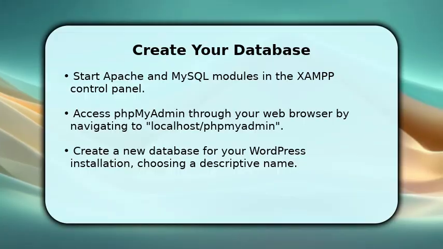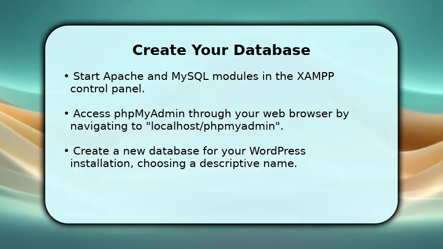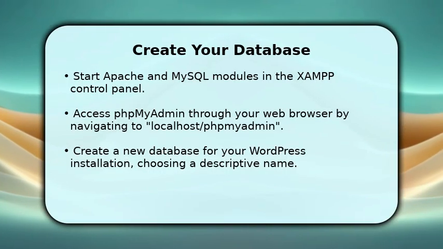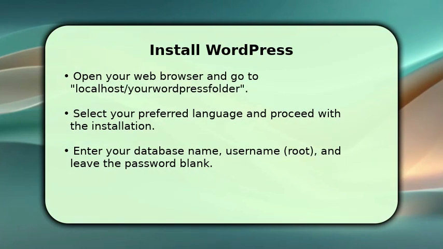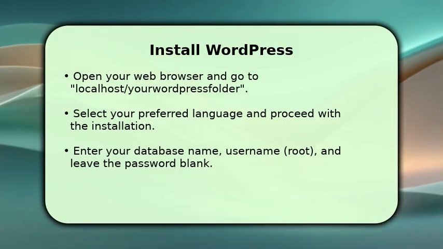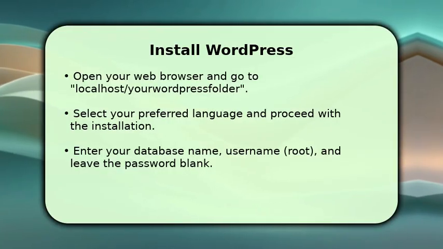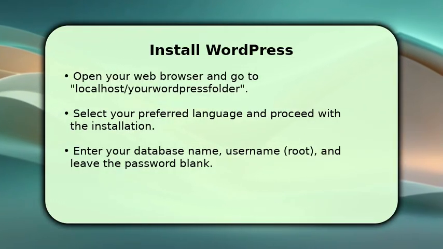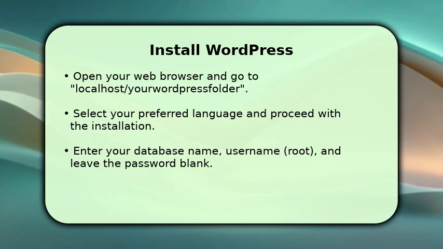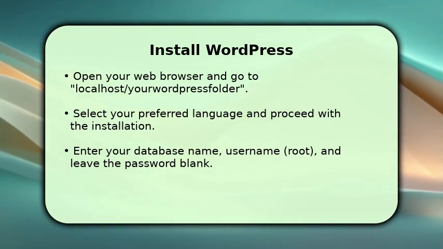Here, you'll create a new database. Simply click New on the left sidebar and give your database a unique, memorable name. With your database ready, it's time to install WordPress. In your web browser, navigate to localhost/yourWordPressFolder, replacing yourWordPressFolder with the name of the directory where you extracted WordPress. You'll be prompted to select a language, choose your preference, and click Continue.